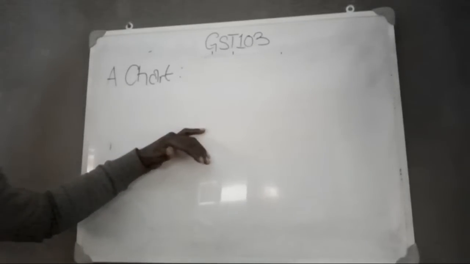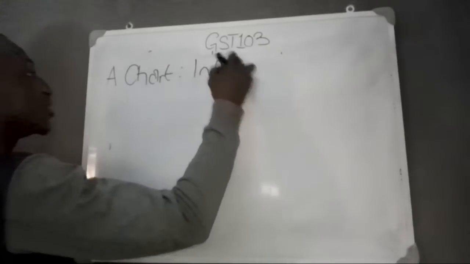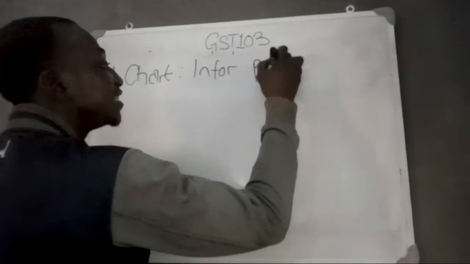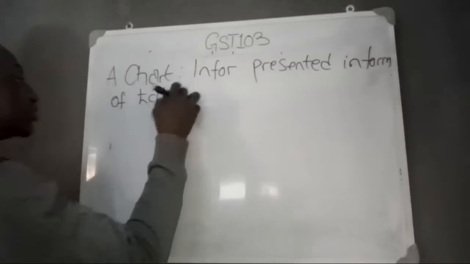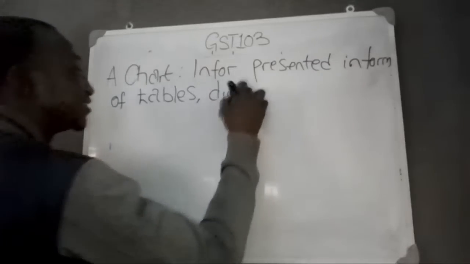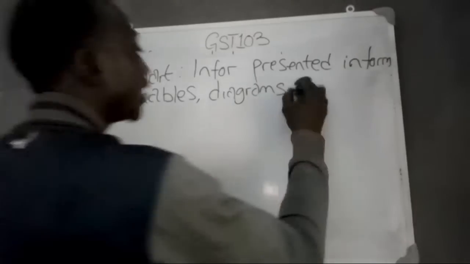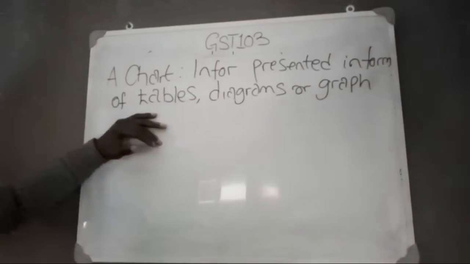Now, a chart. What is a chart? It's information presented in the form of tables, diagrams, or graphs. So that's what we have as charts.